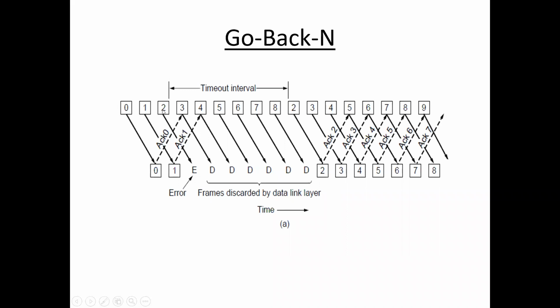So that's why the next frames, 3, 4, 5, 6, 7, 8, are discarded. Once again the sender sends frame 2, then once again sends frames 3, 4, 5, 6, 7, 8, 9. So this is about go back N. That means if there is an error in a frame, then go back to that frame and transfer all subsequent frames, including that frame.